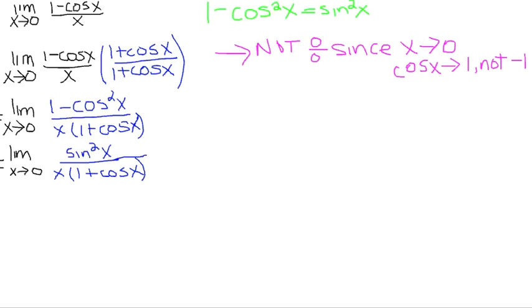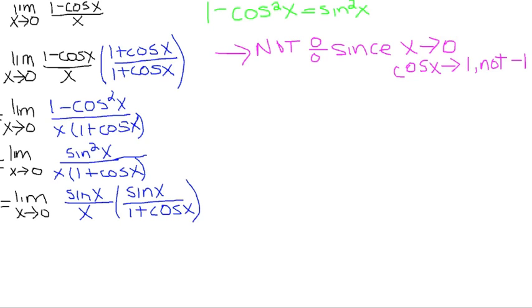I'm now going to split the fraction up into the multiplication of two fractions. So I'm going to take the limit as x approaches 0 of sine of x over x times sine of x over (1 plus cos of x). Now, using my property of limit, I can apply the limit as x approaches 0 to both of these fractions. So I have the limit as x approaches 0 of sine of x over x and the limit as x approaches 0 of sine of x over (1 plus cos of x).